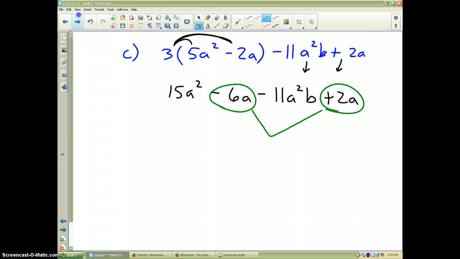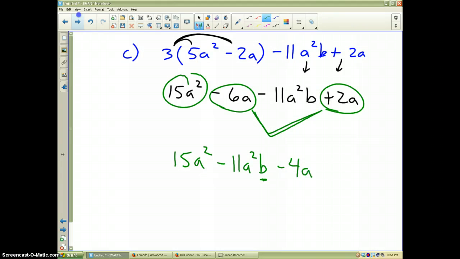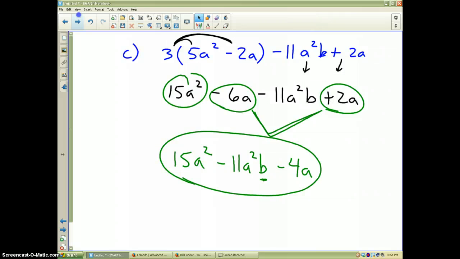So, if we write in descending powers of the variable, 15a squared comes first, minus 11a squared b, that has to stay separate because of the b that's there, and then I can combine the last two, which would make negative 4a, which is actually a to the first, and therefore that would be the final simplification of our problem. And that is how you combine like terms.